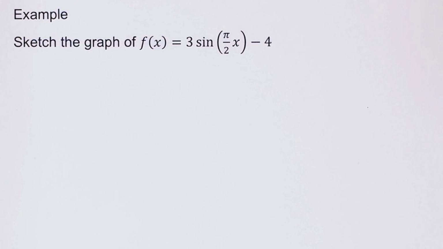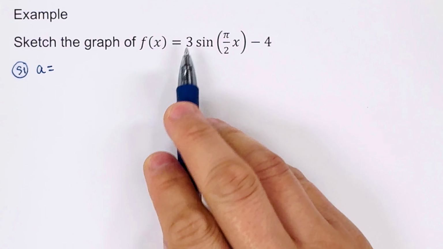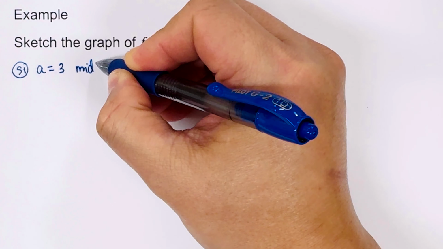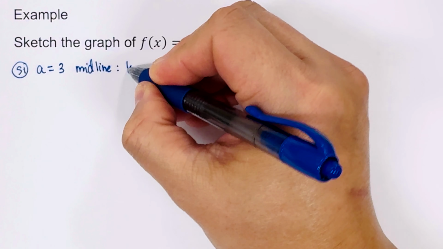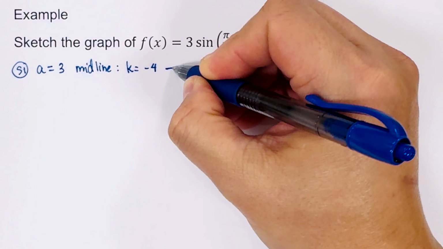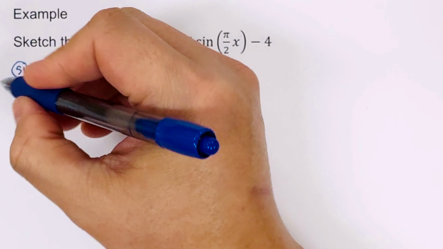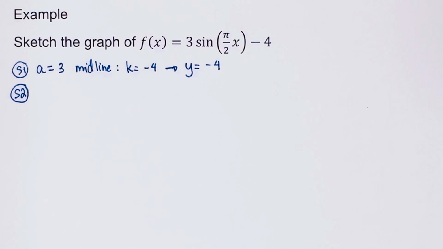So the first step is to determine the amplitude and the midline. So I'm going to go ahead and write that down here. Our amplitude here is 3 and the midline is again represented by k. In this case, k is equal to -4. So in equation form, that is y equals -4. The second step is to determine the starting point, or where the graph begins with one cycle only.